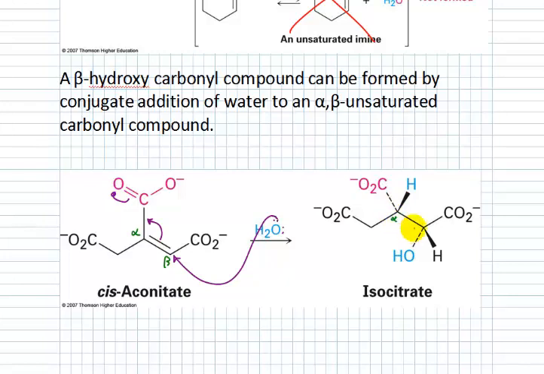Here's our alpha and beta still. We added the hydrogen, we added the OH. It was essentially the addition of water across that double bond. So you can envision the steps of the mechanism that would be required to do that.